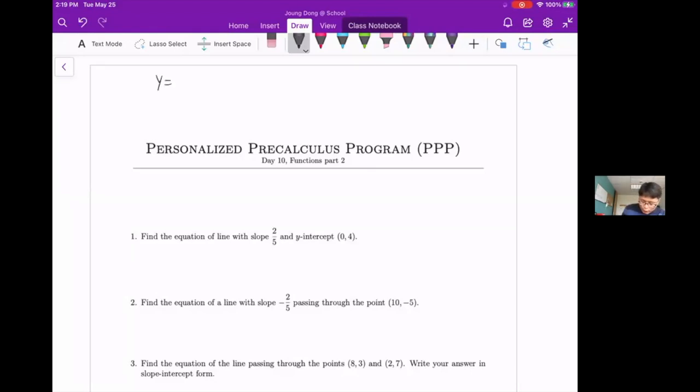Y is equal to mx plus b. To complete your linear function, you need the slope and y-intercept, right? This is what you have to use, okay? And another one that I want to ask you to remember is the way to find the linear function with the slope of the line and one point. Since you have to use this one a lot in the calculus course, I would like to ask you to memorize this, okay?